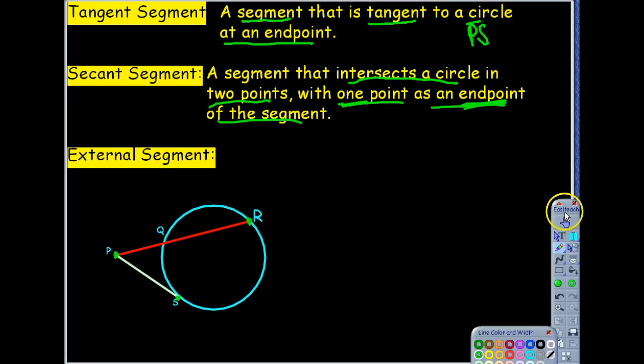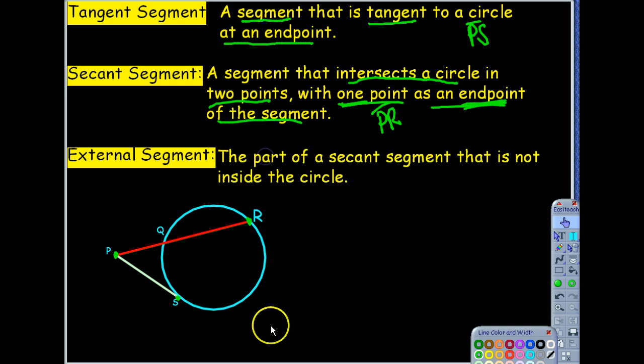So once you write PR up there real quick. Now, an external segment is part of a secant segment that's not inside of the circle. So all that would have to be segment PQ. PQ is part of that secant segment, and it's outside the circle because it's external. So within a secant segment, you have the whole secant segment, but you also have just an external segment that's a part of that secant segment.